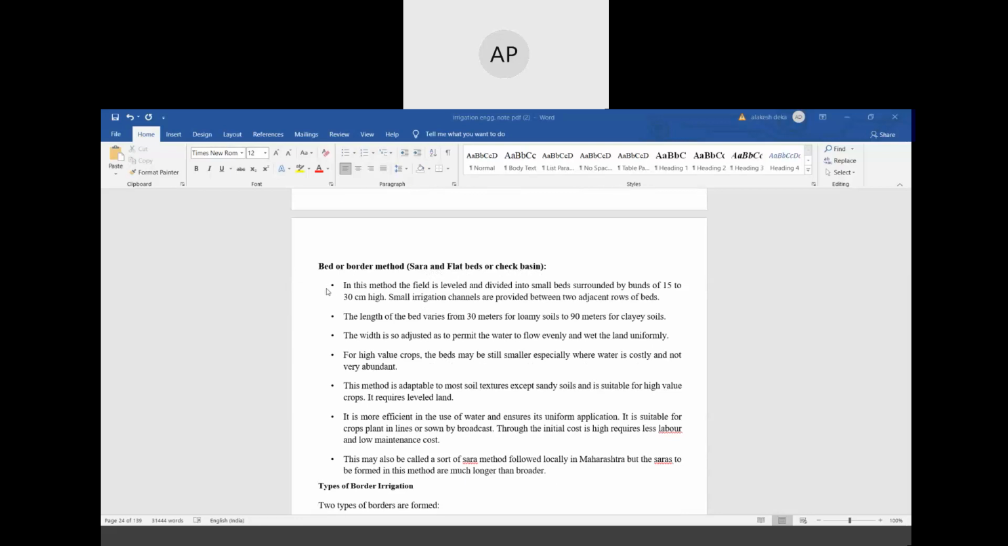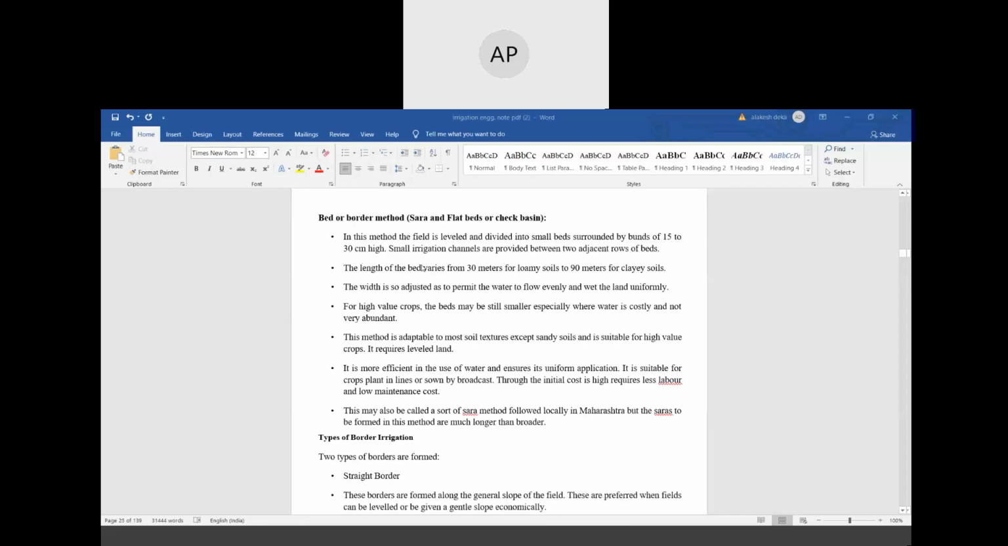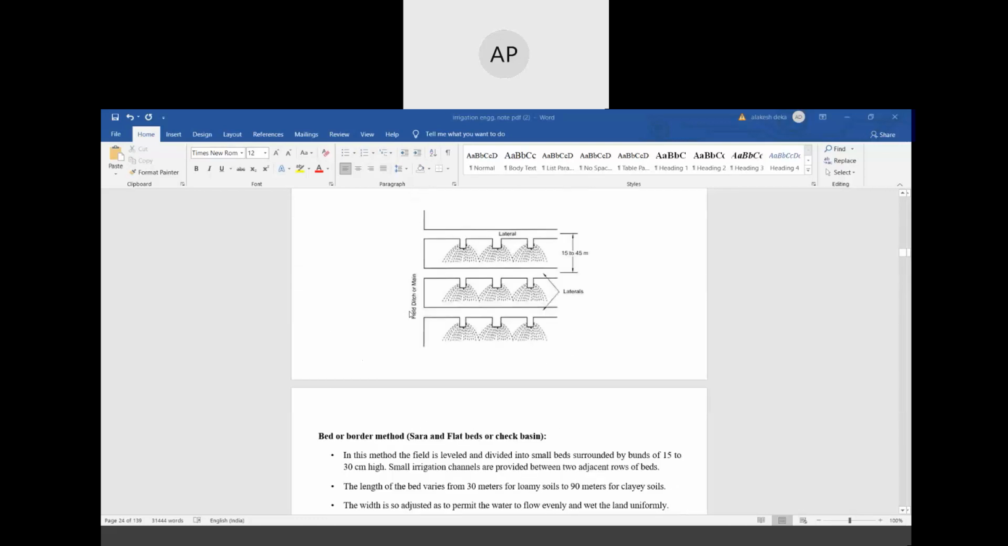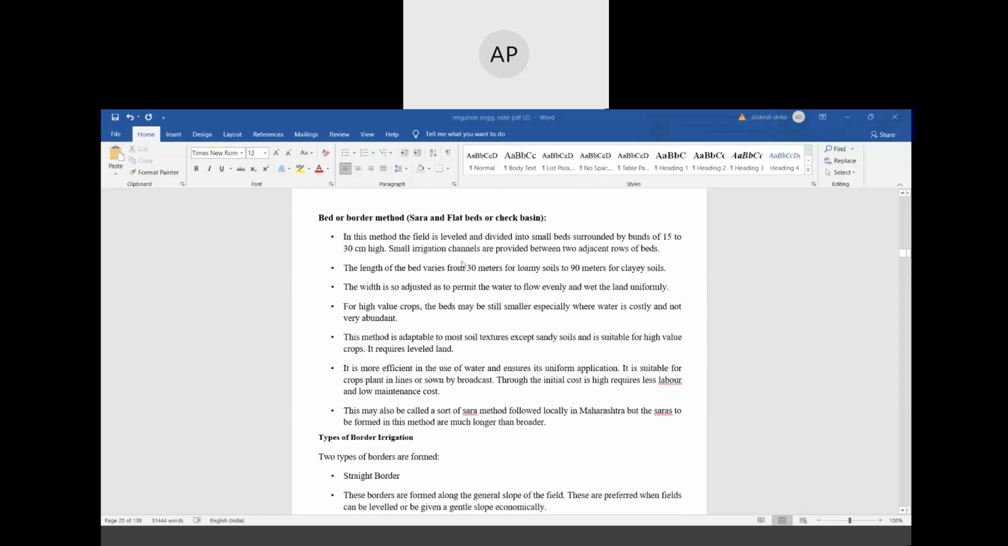So in this type of irrigation method, the field is level and divided into small beds surrounded by bands 15 to 30 centimeter high. Small irrigation channels are provided between two adjacent rows of beds, and the length of the bed varies from 30 meters for loamy soils.